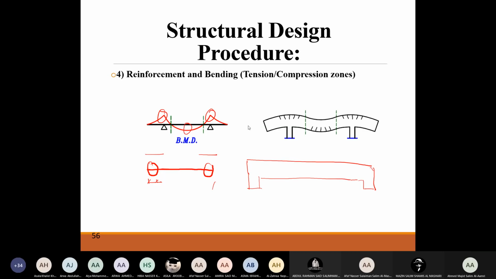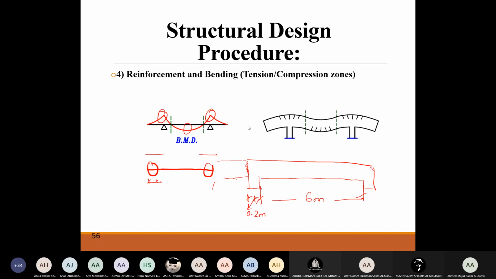Now, the length of the slab, let's say the clear length of the slab is 6 meters. And your support is 200 millimeter or 0.2. And let's assume that this was continuous as well.